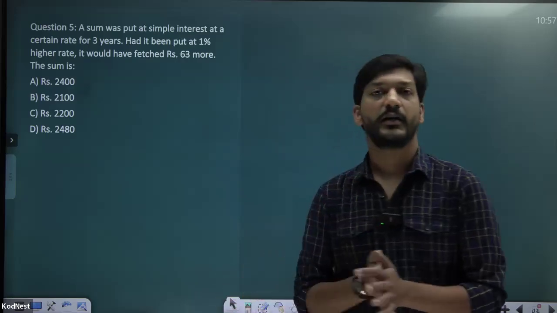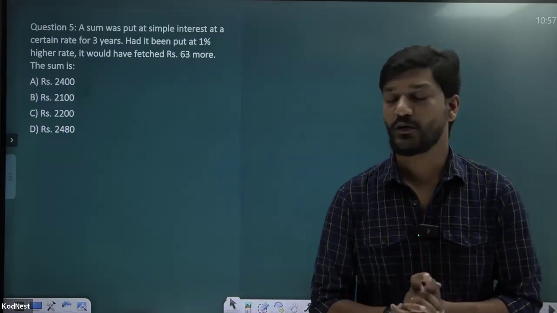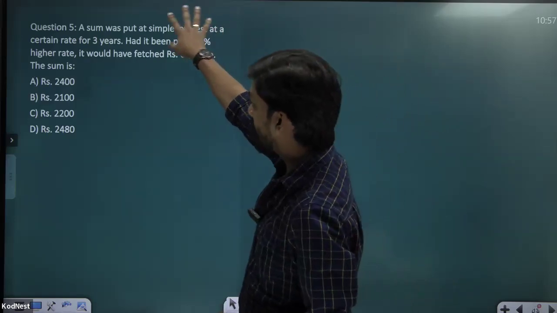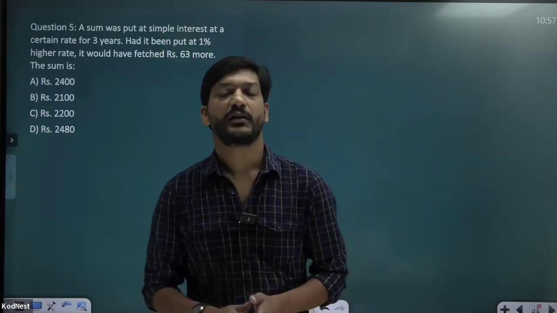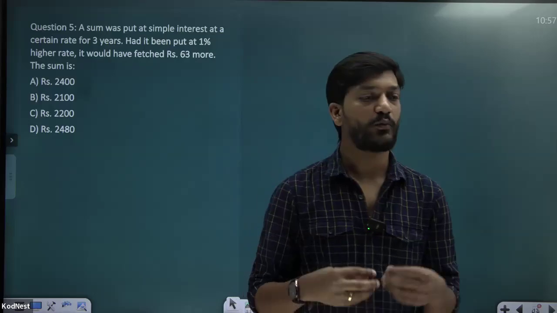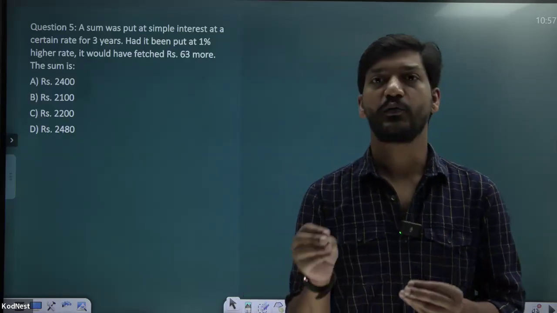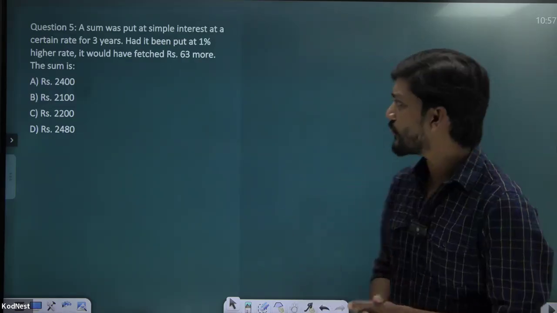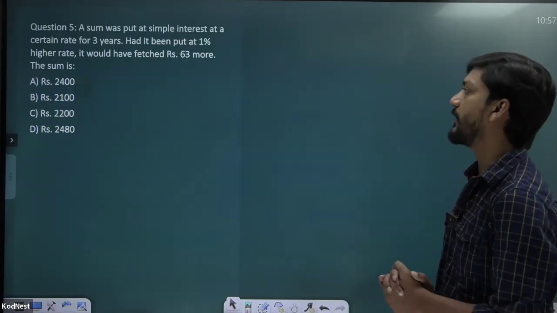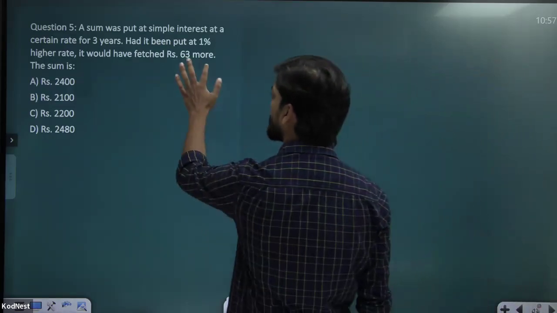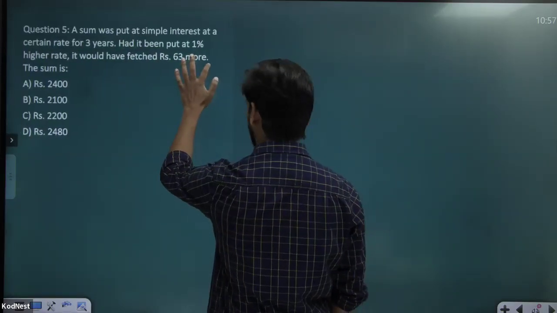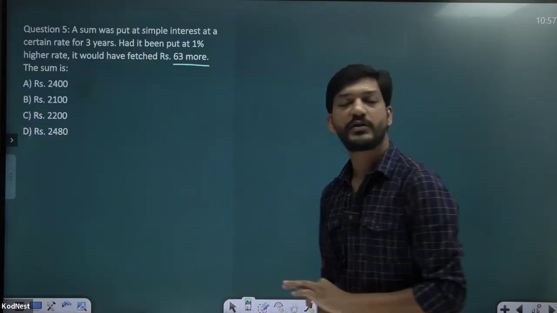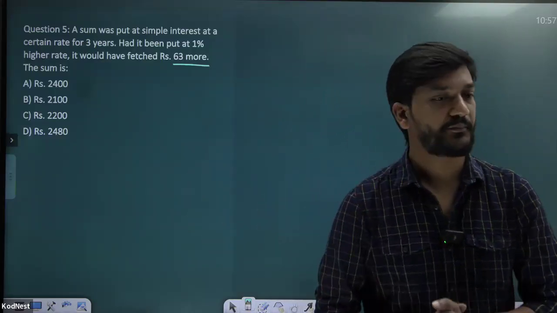All right. Now try the next question. Very interesting question. Carefully understand first what they have given. Then based on the understanding, create one equation. That equation can be your simple interest formula or it can be something else also. It depends on your understanding. So understand what this 63 rupees more is and create one equation. Solving that equation, you will definitely get your answer. Please start.